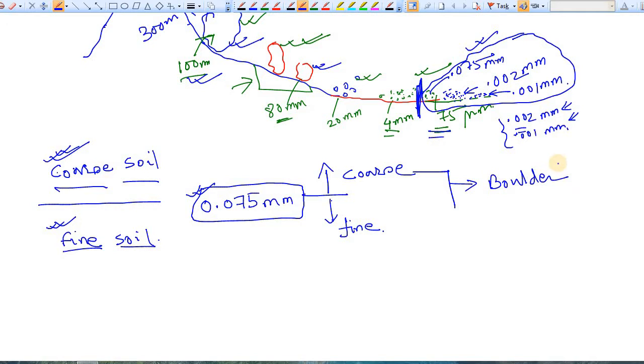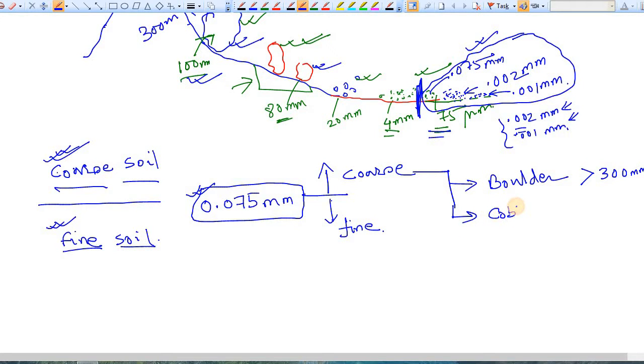So we will call any soil a boulder when the size of the soil particle or grain is more than 300 mm. Next one is your cobble. What is the definition of this size? Well, when the size of your particle varies within the range 80 mm to 300 mm, we call that cobble.